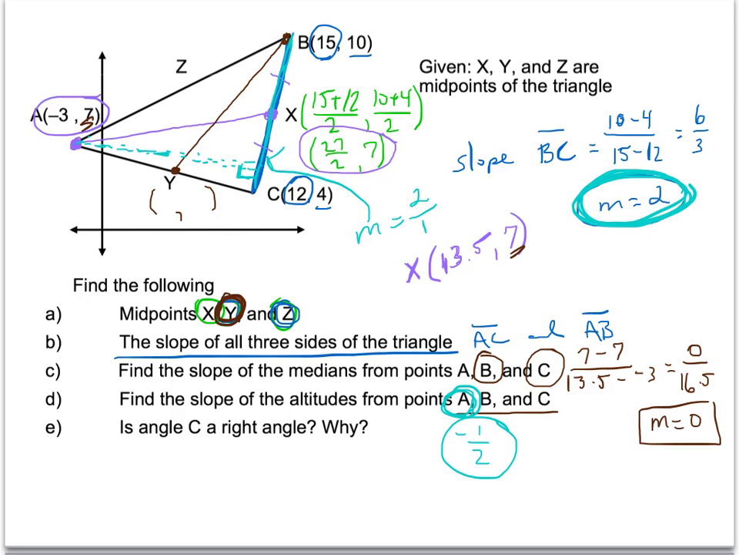So our answer to finding the slope of the altitude from point A is going to be negative 1/2. I want you on your own to figure out the slope of the altitude from point B and point C. Question E asks us, is angle C a right angle? I will let you answer that on your own and explain why, give me a good explanation. I am drawing in line segment AC, and we want to know, is that angle a right angle? And only you can answer that based on your knowledge of slopes and opposite reciprocals.